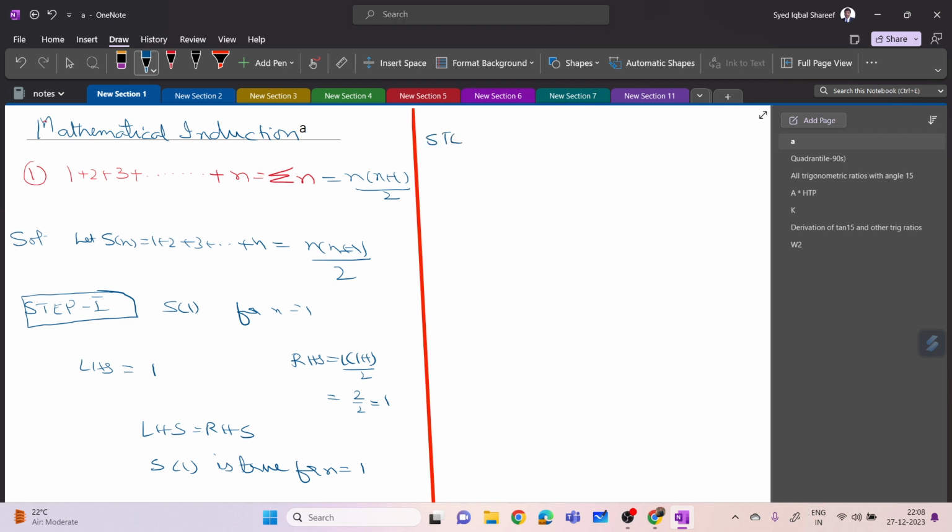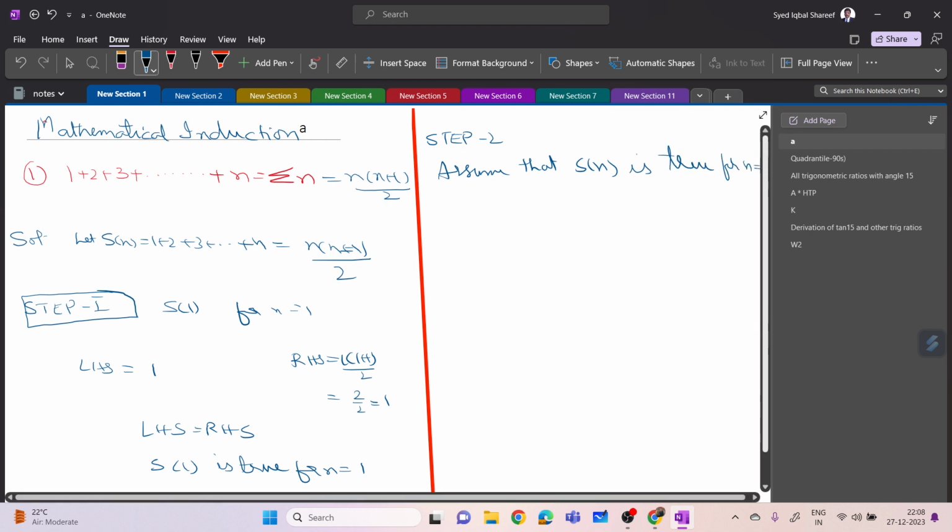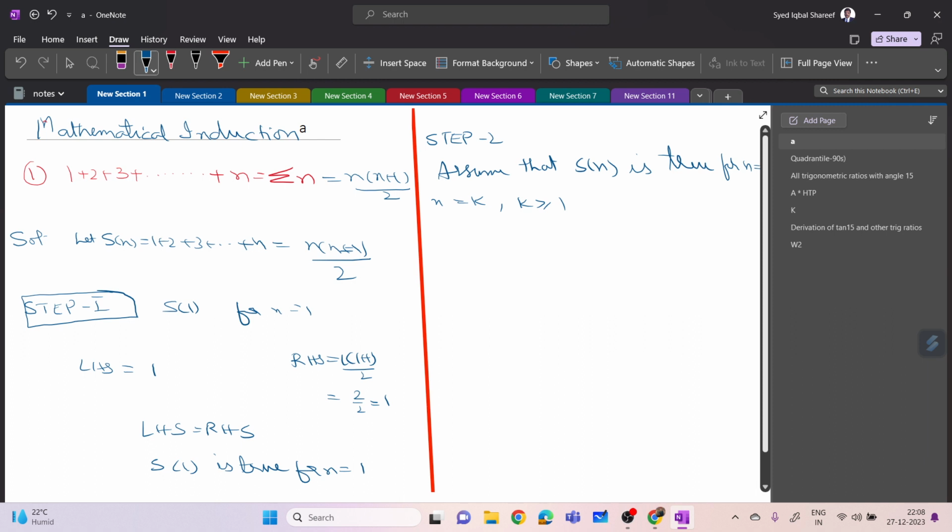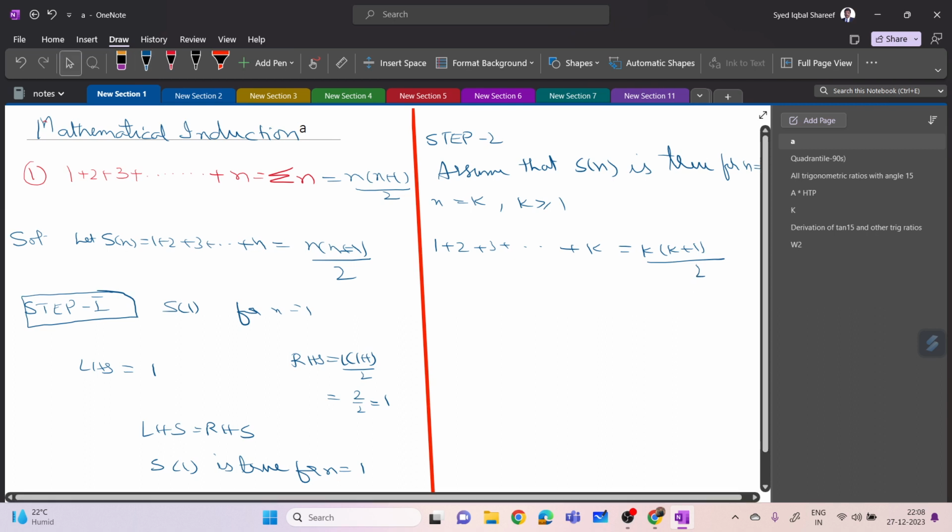Step 2. We will assume that S of n is true for n equal to k, for k greater than 1. That means 1 plus 2 plus 3 and so on up to k equal to k into k plus 1 by 2. That is step 2.